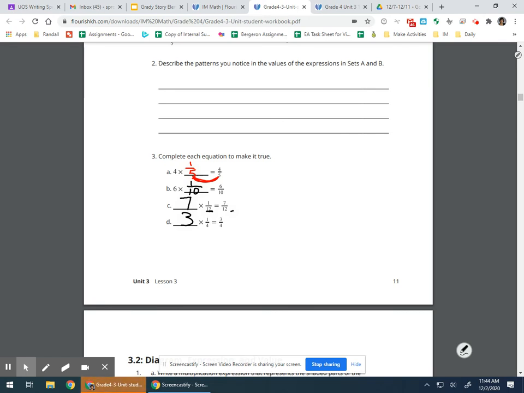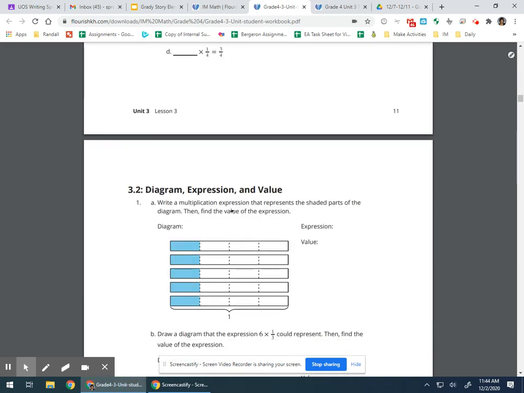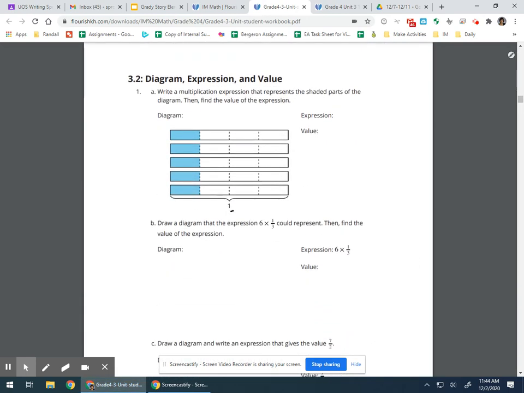Let's keep going. I need you to turn the page to page 17 so we can keep moving. All right, 17, here we go. A, write a multiplication expression that represents the shaded part of this diagram. Then find the value of the expression.